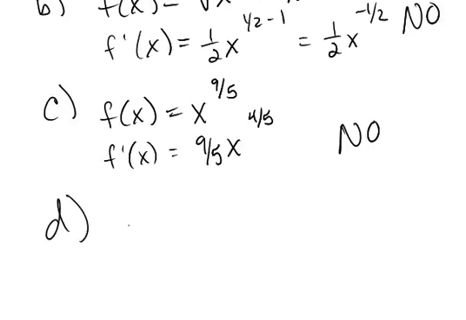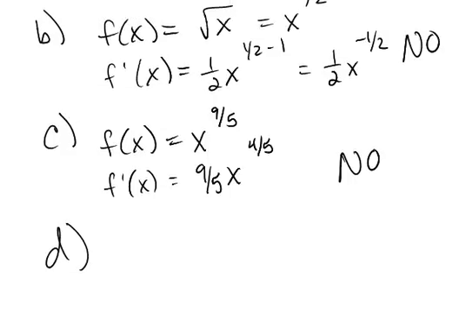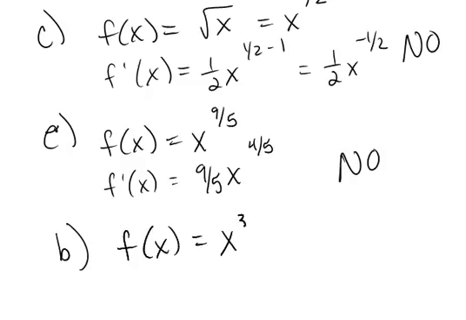On D, actually this was E, sorry. And this was C. I was going down on the thing. Okay, so now I'm looking at B. Sorry. B is f of x equals x cubed minus 2.